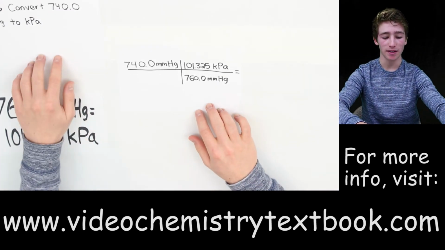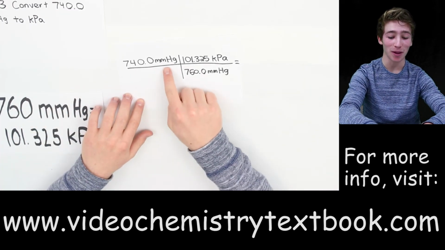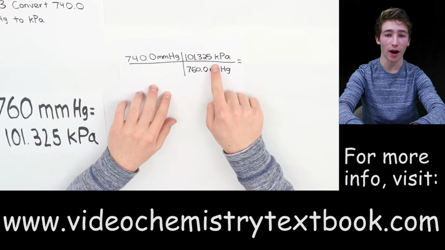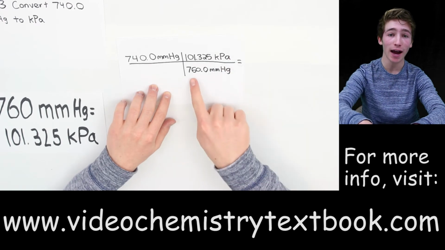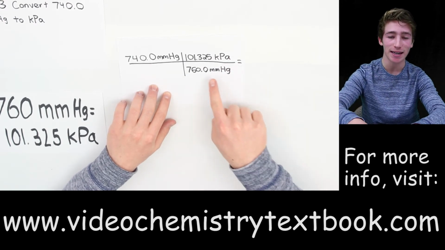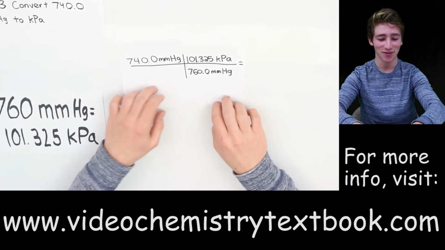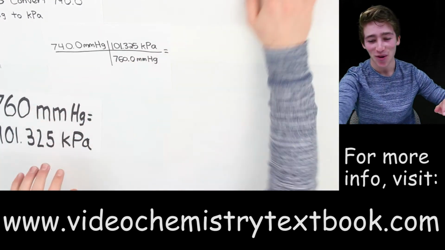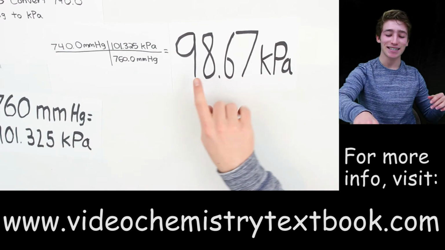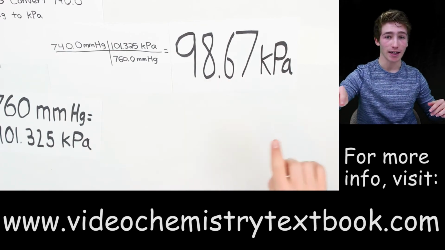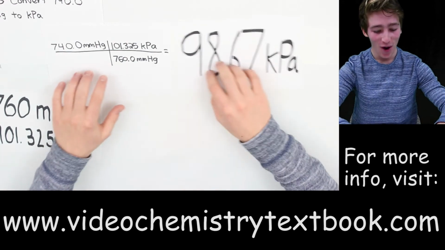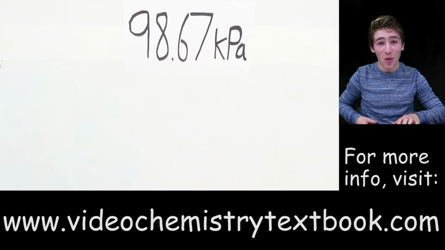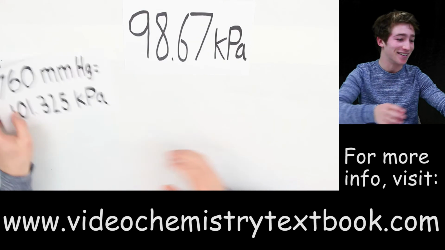So, this means that we're going to get 740 millimeters of mercury times 101.325 kilopascals divided by 760 millimeters of mercury. If we use our trusty calculator, we are going to get 98.67 kilopascals. Alright, so there is our final example, and I'm so glad that you could be with us today.